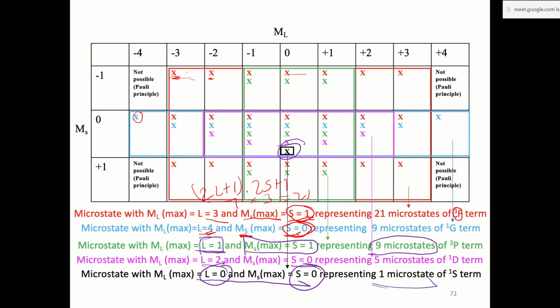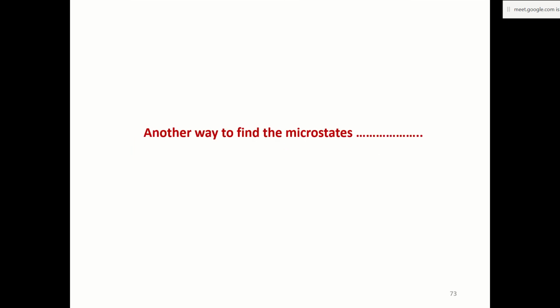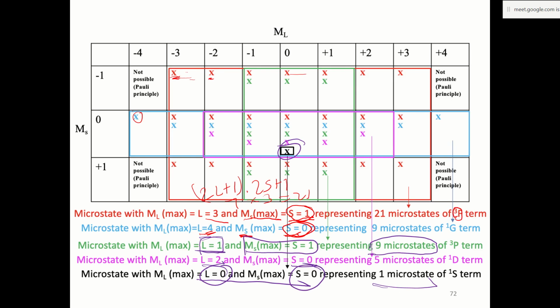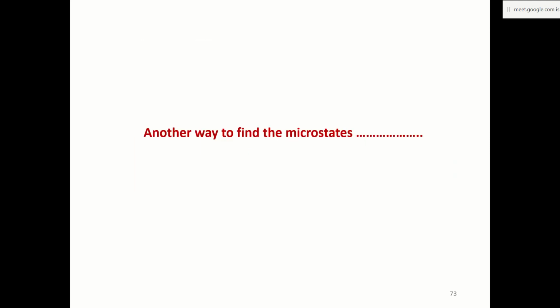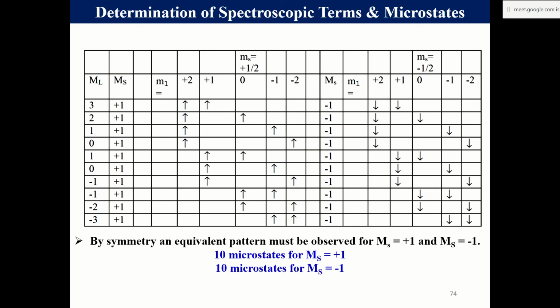this part. There's another way to do the same thing. The one way I have already told you. So 45 microstates I am able to write in a 3 by 9 tabular format, and then identifying the microstates is easier. It is done. However, if you want to do it another way, there is another way to do it.